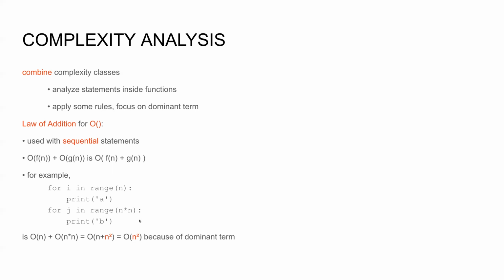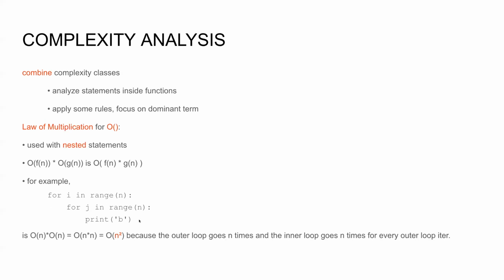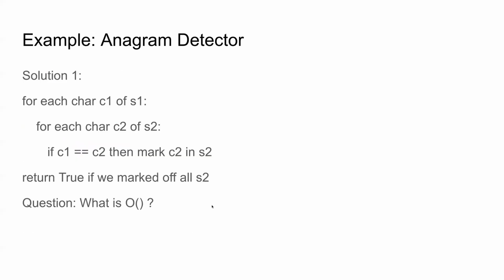Okay, so that's the additive rule. There is a multiplication rule. If this is a nested for loop, then its complexity is multiplication, O of f(n) times g(n). So here, the outer loop is O of n, and the inner loop, linear, is also O of n. So overall it is n times n, n squared. Okay, so that's multiplication.